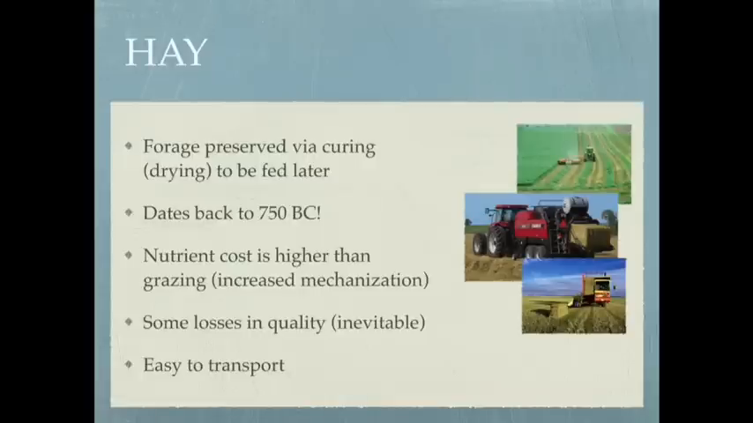We'll visit more about the specific types of hays in our activities, but we need to understand that when we talk about the term hay, we're talking about a forage that is preserved via curing or field drying to be fed at a later date. This process dates clear back to 750 BC, and our nutrient cost is much higher than grazing because we are now forcing mechanization and using machines to harvest the forage as opposed to having the animal do it.